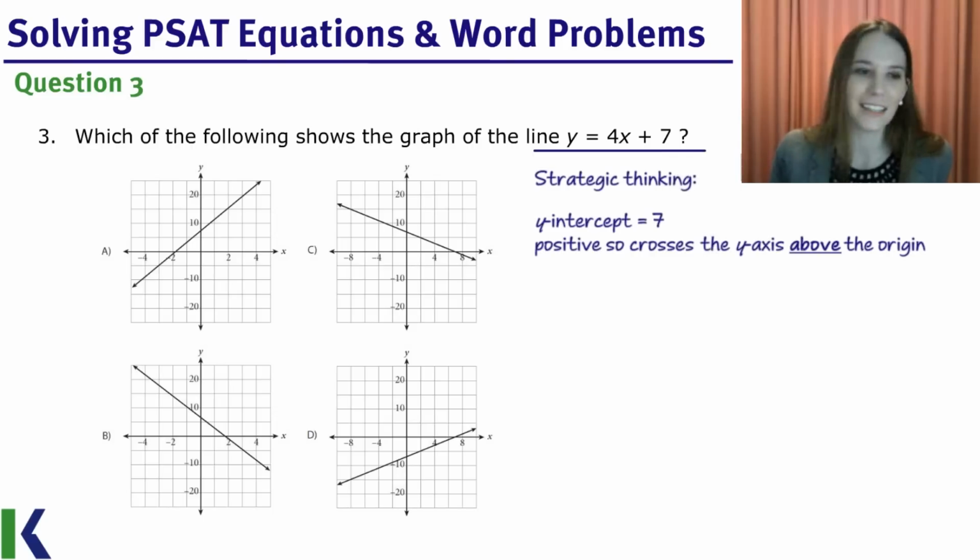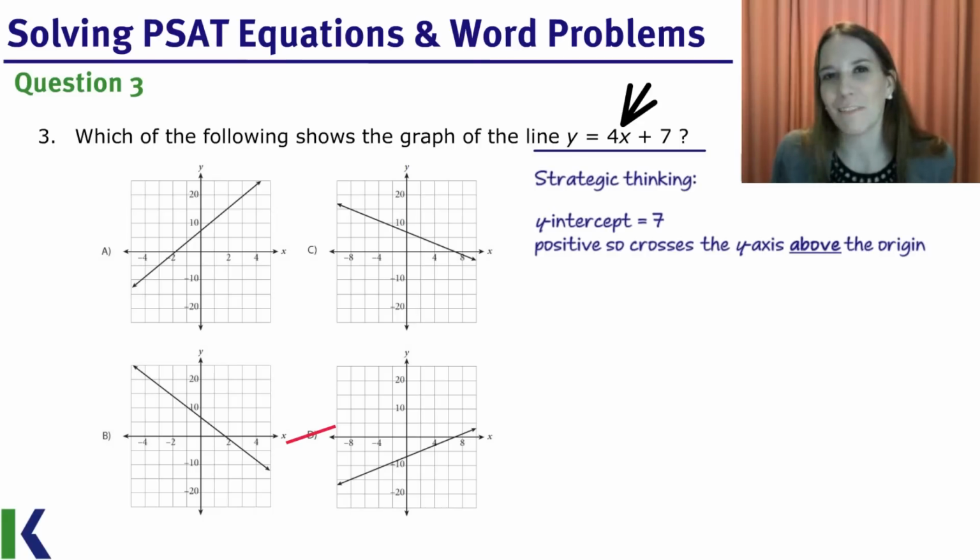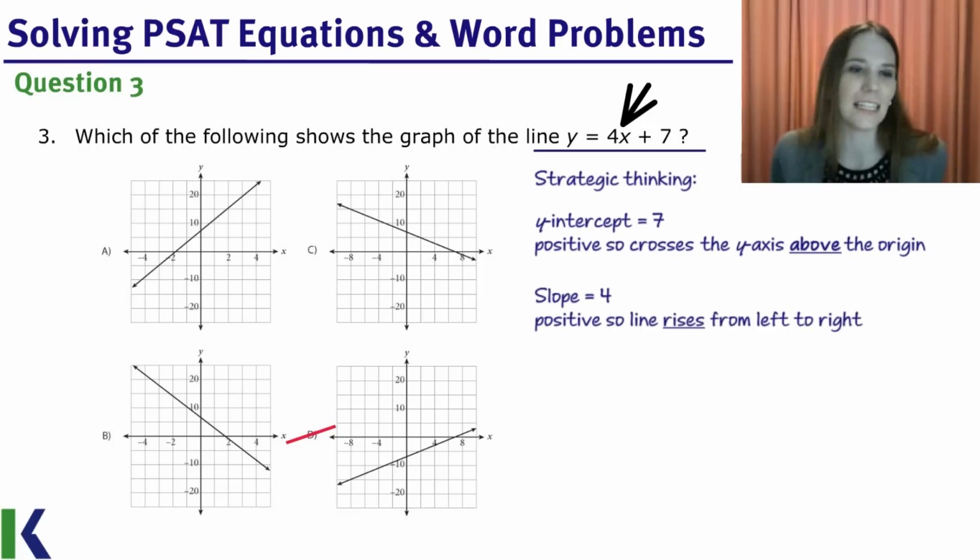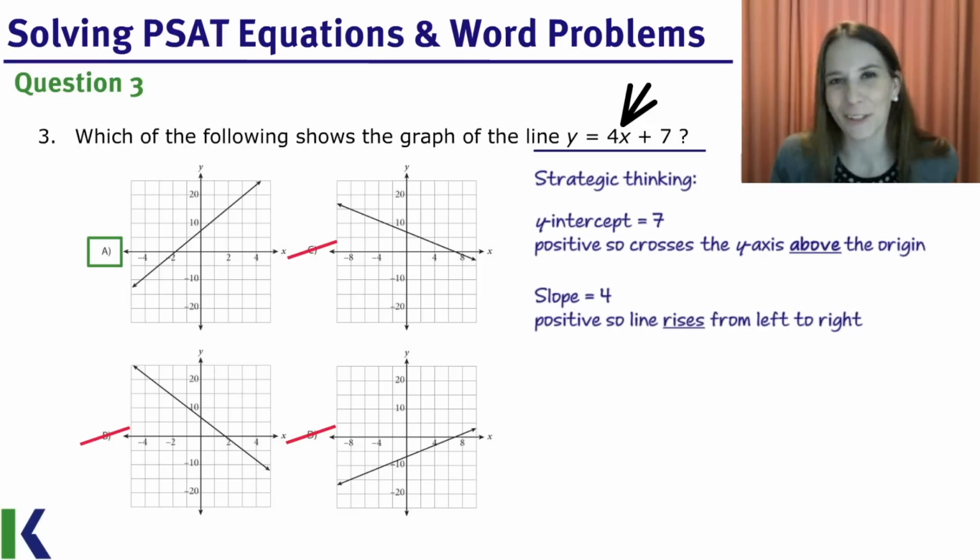And then we're going to take a look at the slope. Yep. Our slope here is positive 4. This is going to allow us to get rid of any of those with a negative slope. So see you later, B. See you later, C. Both of those have negative slopes. And we're going to quickly and confidently circle answer choice A for another point in the books.